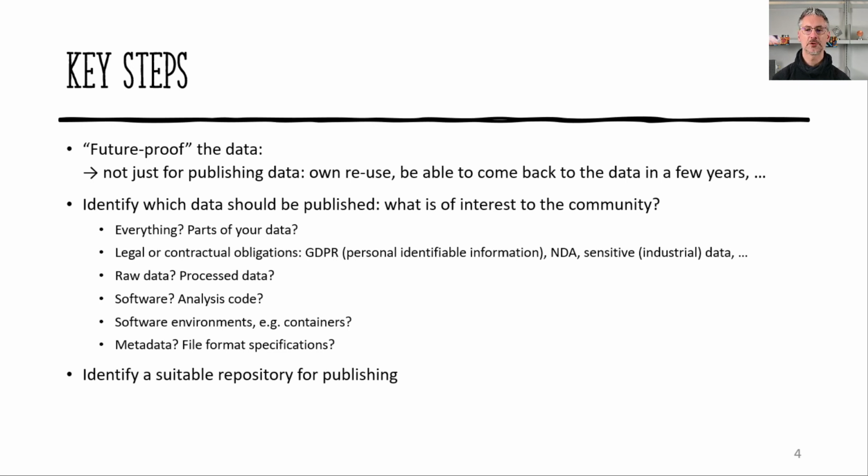But also identify which data should be published for the community. Everything, parts of your data. Maybe we have also legal or contractual obligations. We have personal information or non-disclosure agreements or sensitive data that can only be shared after maybe 5 or 6 years. What should be shared? The raw data, the processed data, both? How do we deal with analysis code and software environments? Once we've taken these steps, we also need to identify a suitable repository for publishing.